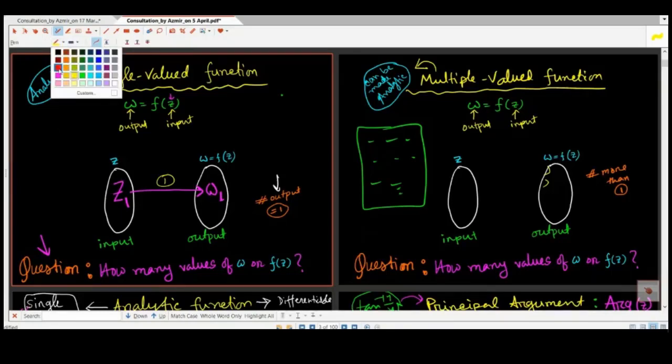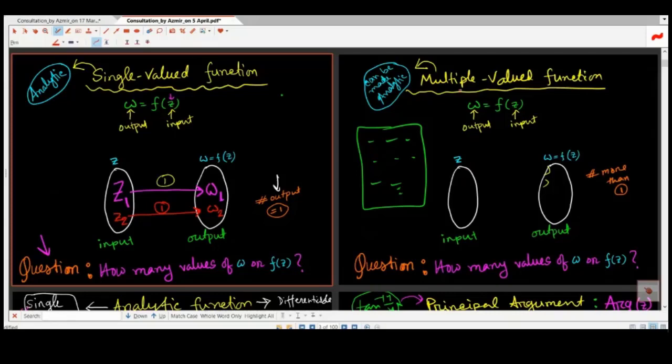Let's say we have another point z2. For this input we have output w2, and again we have one output. So if for every input we have one output, we can say that function is a single valued function.